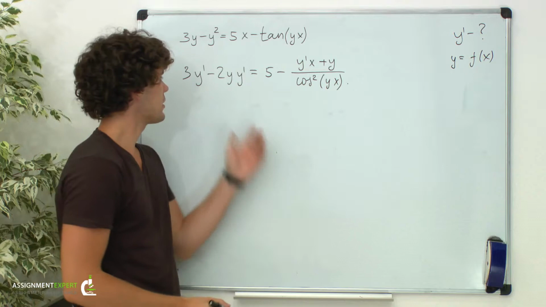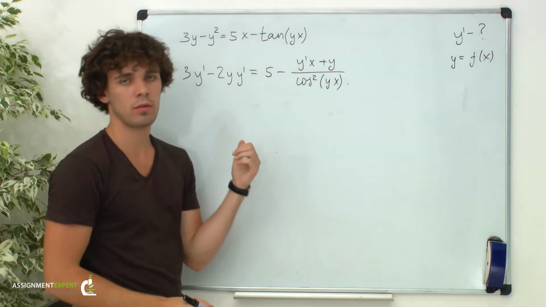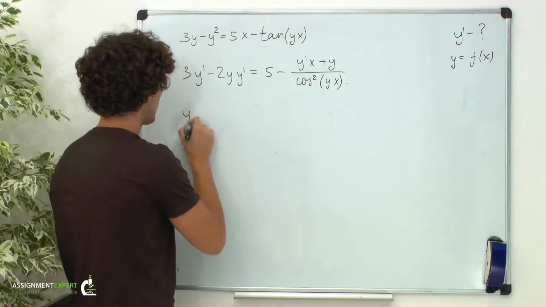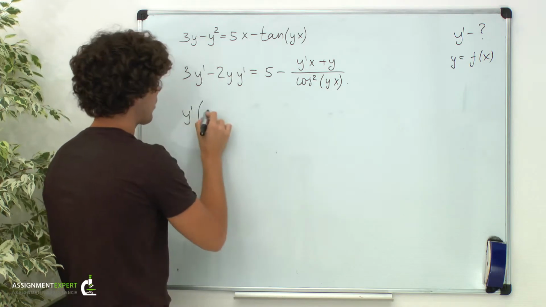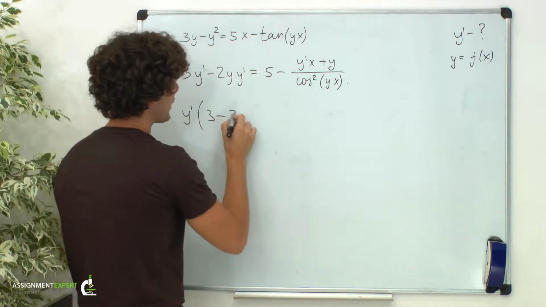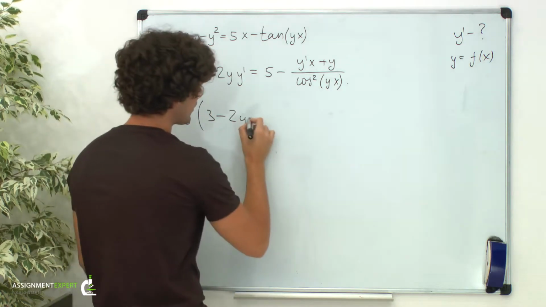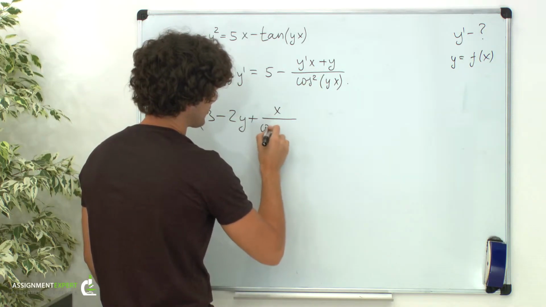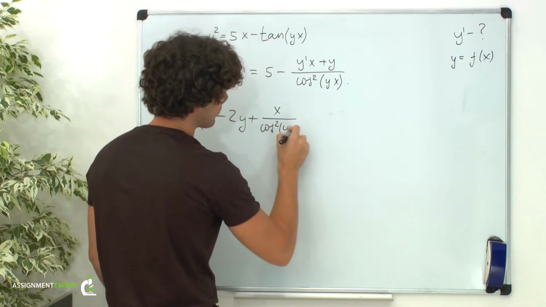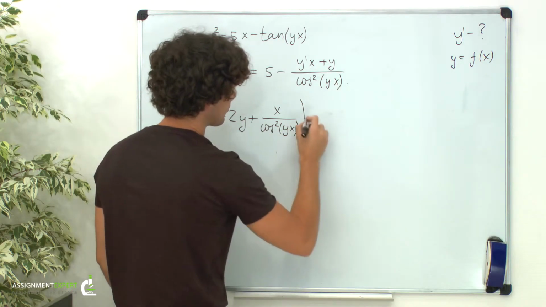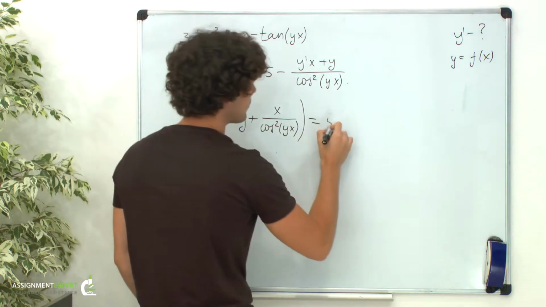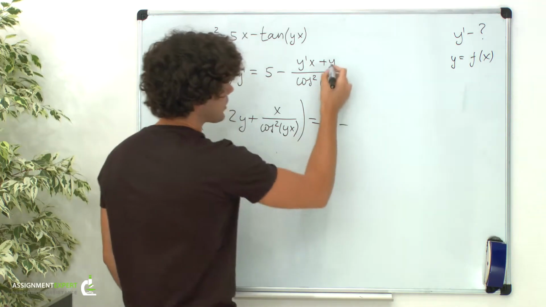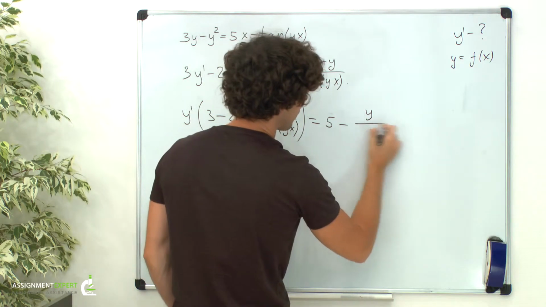Let's move all the addends with y prime to the left part of the equation. y prime times 3 minus 2y plus x over cosine squared of y times x equals 5 minus y over cosine squared of y times x.